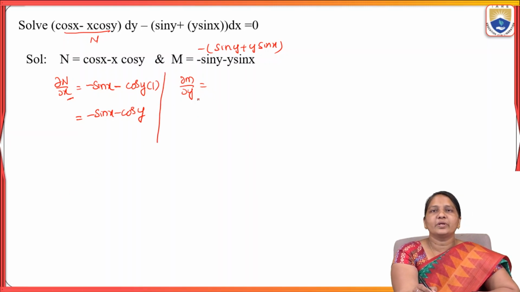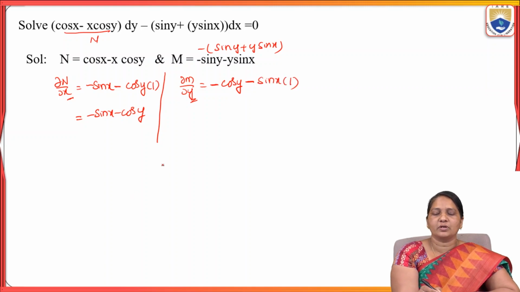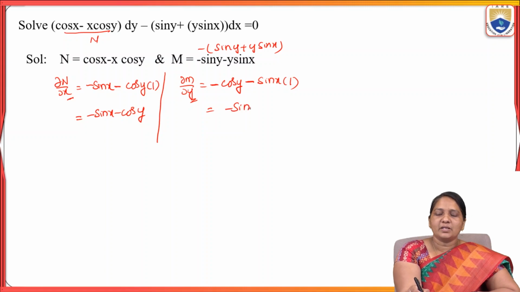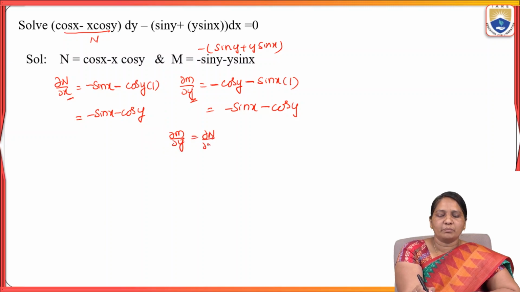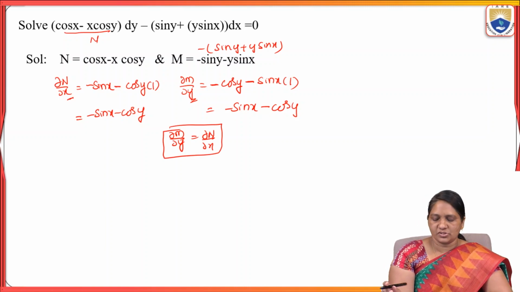Now I am going to do ∂M/∂y. So with respect to y, I am doing minus sin y. Sin y derivative is cos y, and y is 1, minus. Here with respect to y, I am doing x is constant. So sin x is constant, y value is 1. So finally this is minus sin x minus cos y. So here also minus sin x minus cos y. So finally we got the value ∂M/∂y is equal to ∂N/∂x. So therefore this is the exact differential equation.